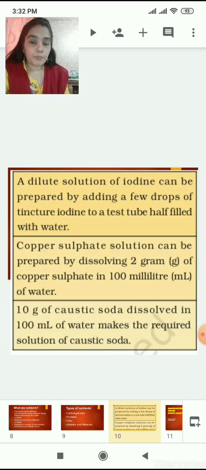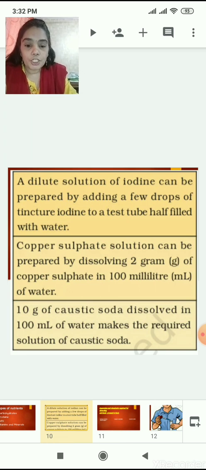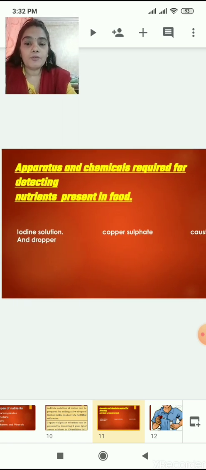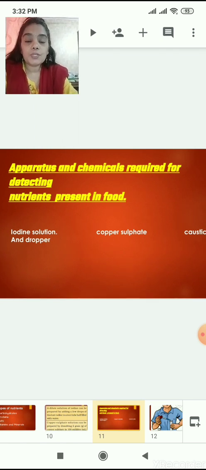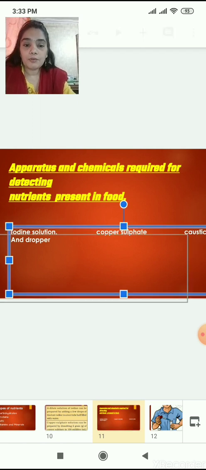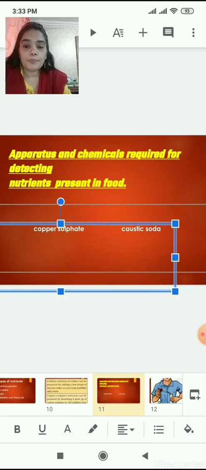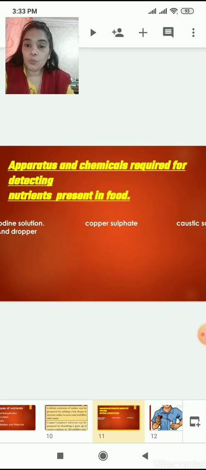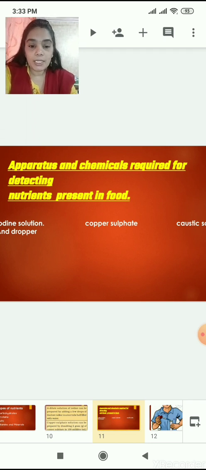So what are the things required? Iodine solution, copper sulfate solution, caustic soda, then test tubes, then dropper. So these are the apparatus and chemicals required for detecting nutrients present in food. We have to keep ready all these things.